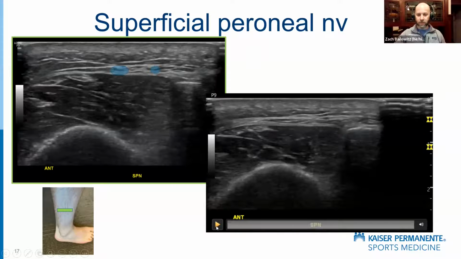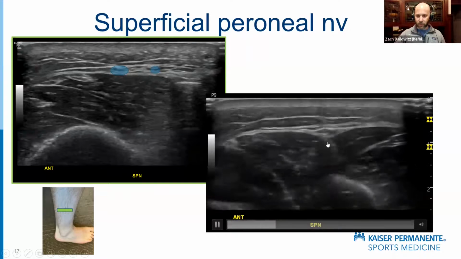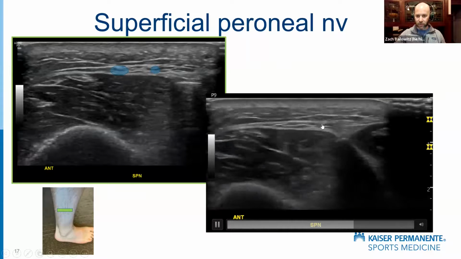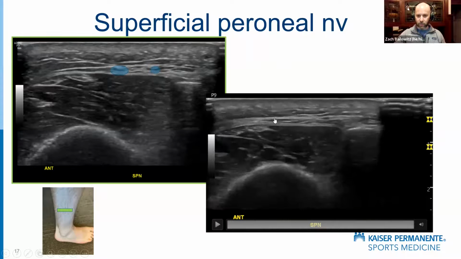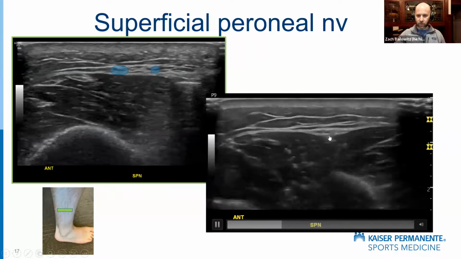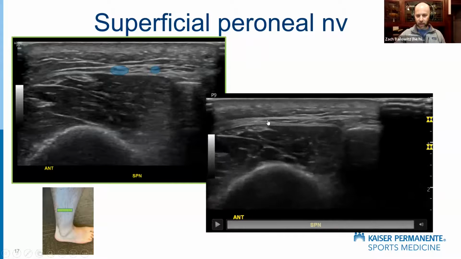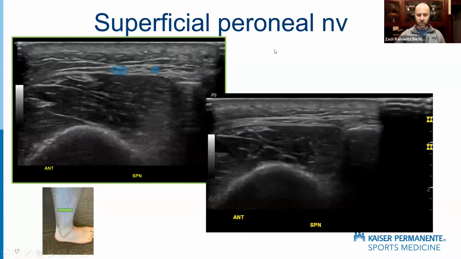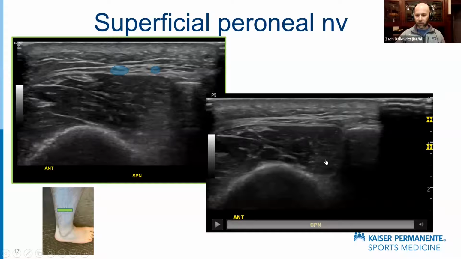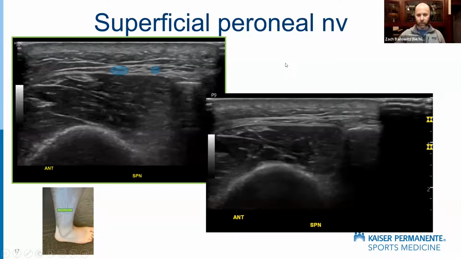And we'll watch this cineloop here, starting proximally. There's the nerve. It pops out of the crural fascia, and then it divides into its two branches there. We'll play that one more time. Here's the nerve here, splitting apart there as it exits the crural fascia. And again, as you scan more of these, you'll start to see how variable that division is. Again, sometimes right at the level of the fascia, sometimes a bit more distal.